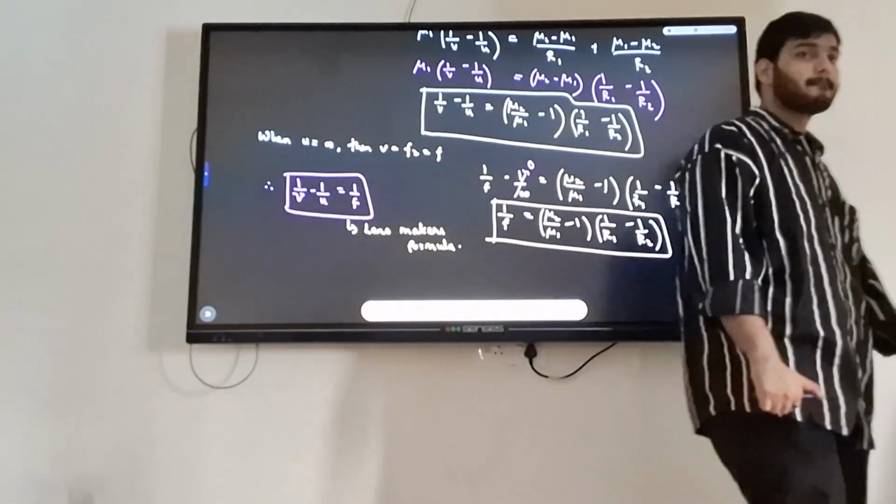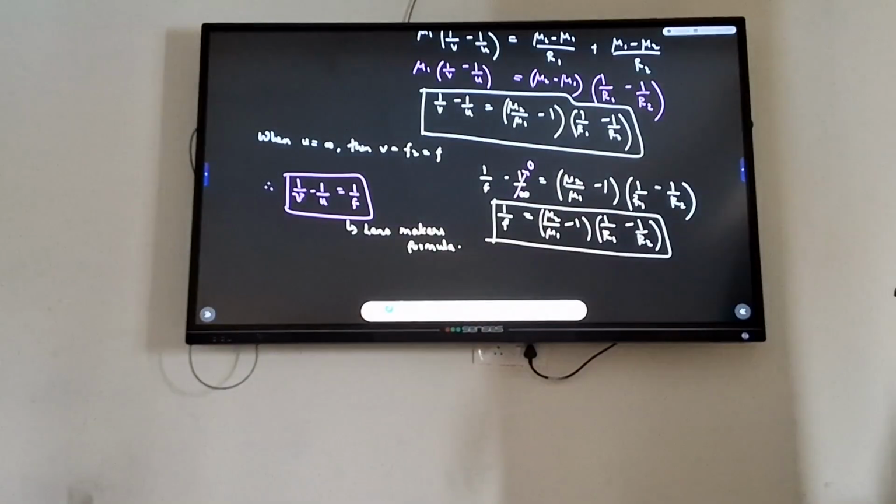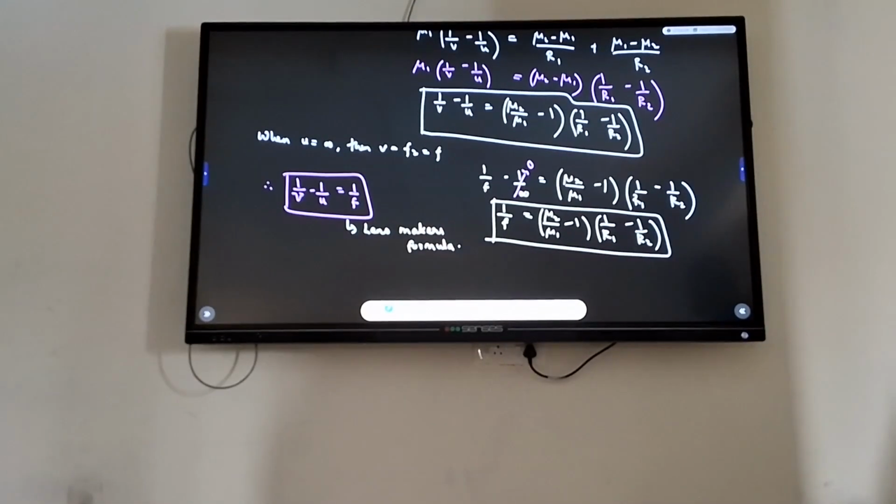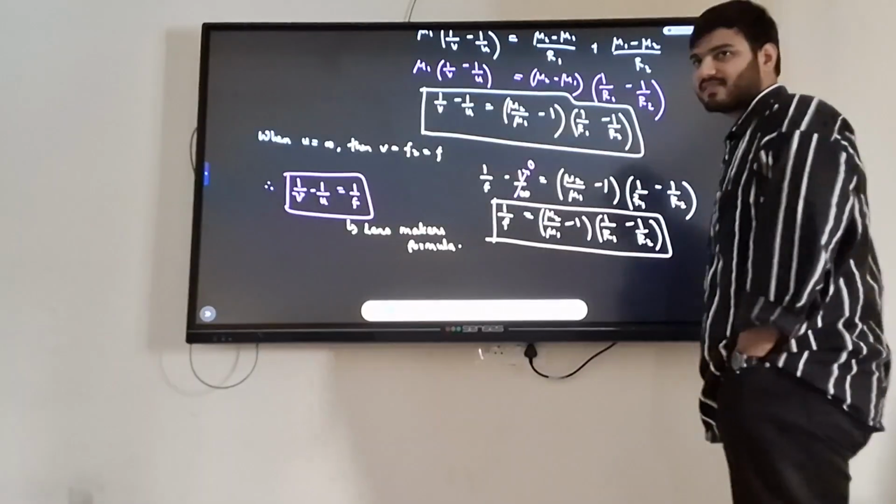So if the radii of both the surfaces of the lens are the same, then from the first one we are going to get 1 by v is equal to 1 by u. How does that work? Because you are not taking the sign convention into consideration. The sign convention matters.